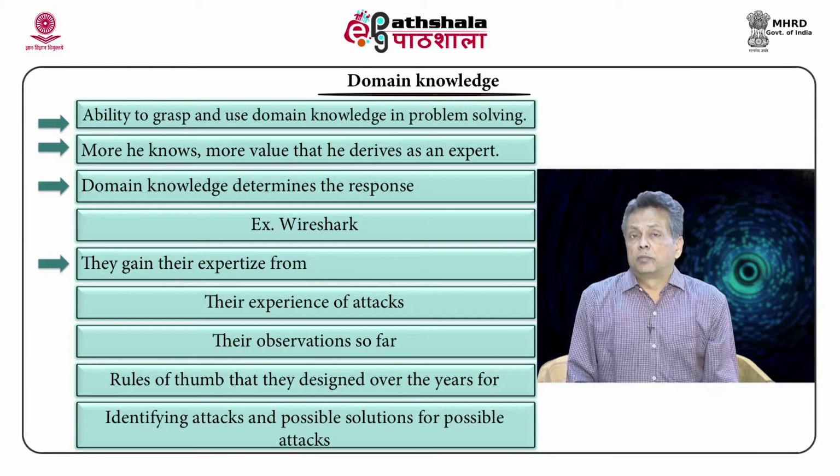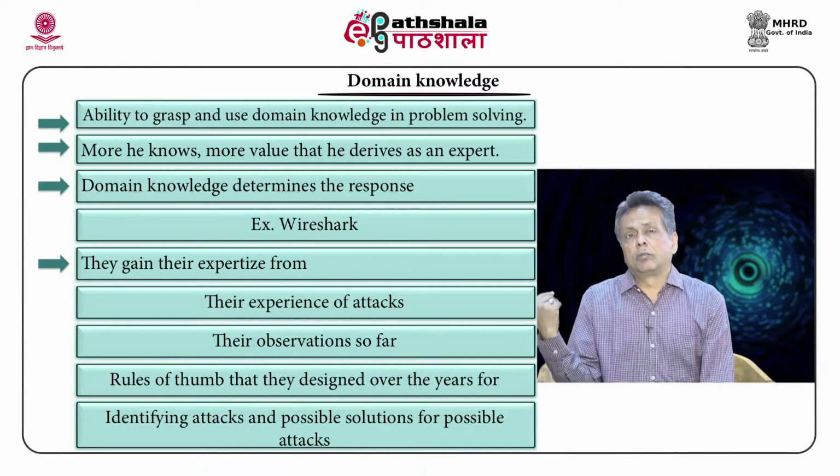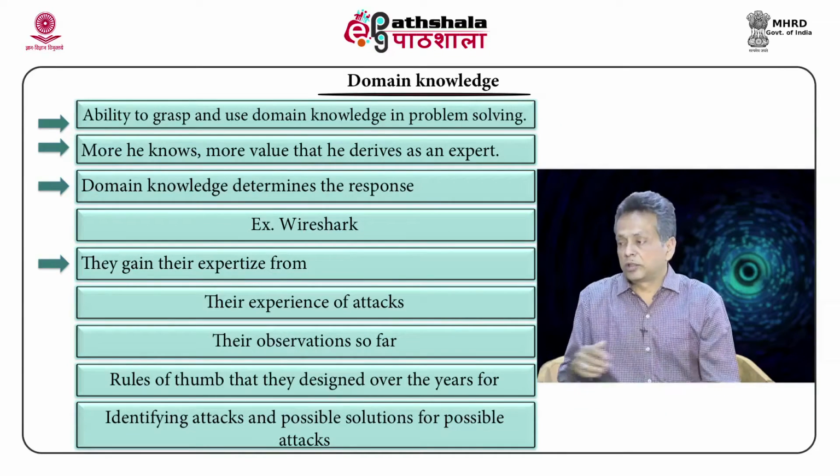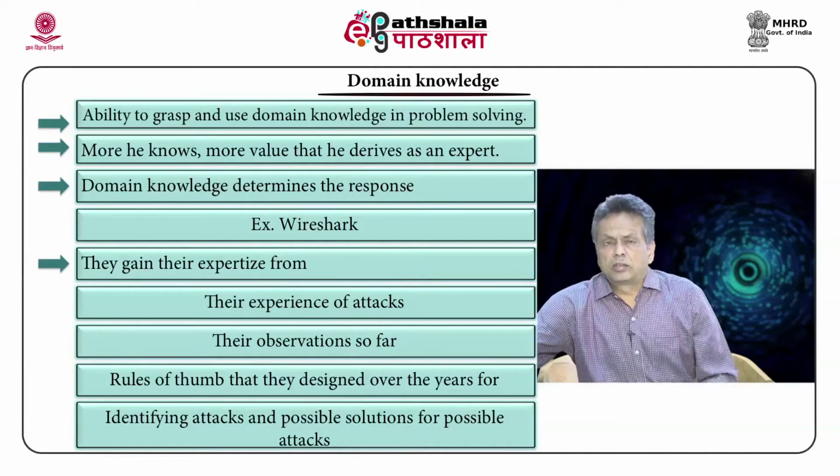So, those things are important. Those things are called meta knowledge, the domain knowledge and the meta knowledge. Meta knowledge is about knowledge about knowledge. I will just give you an example.